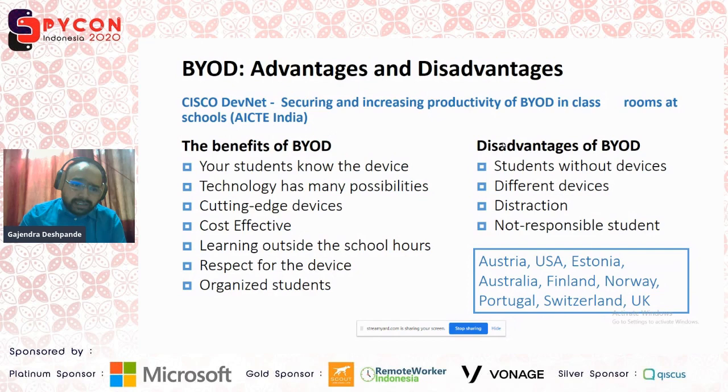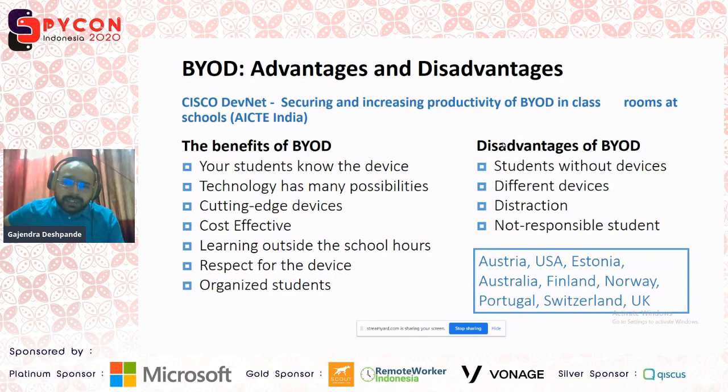Then it's very cost effective. If you compare the cost of buying a laptop with a mobile phone, then obviously mobile phones are cheaper, and they can do very powerful tasks like even executing programs. I will show how you can do it. Then learning outside school hours is possible. Then respect for the device: since it is their own device, they know how to use it carefully, so they will use it responsibly.